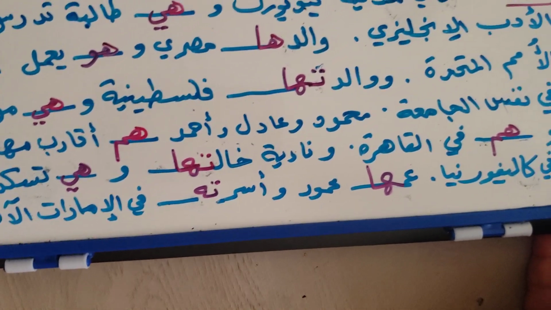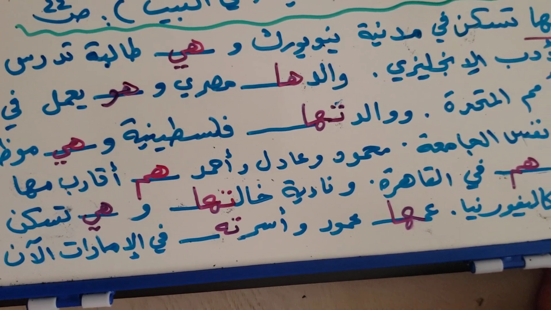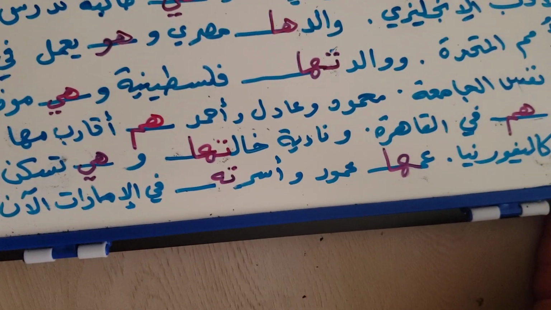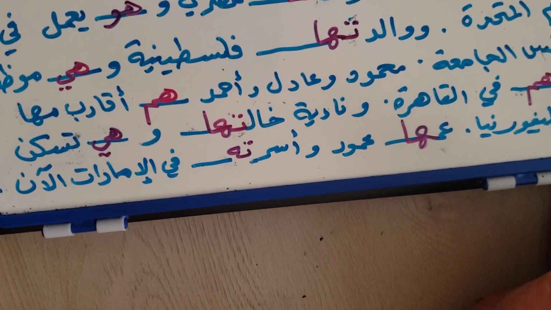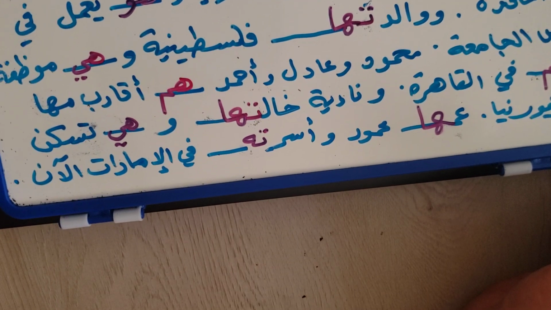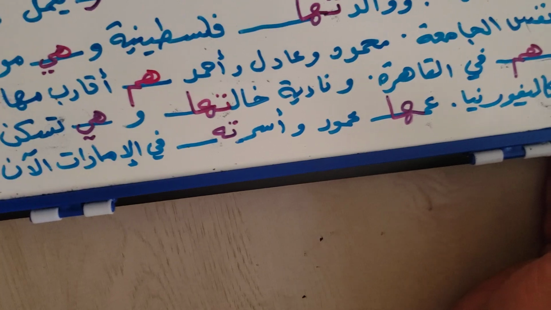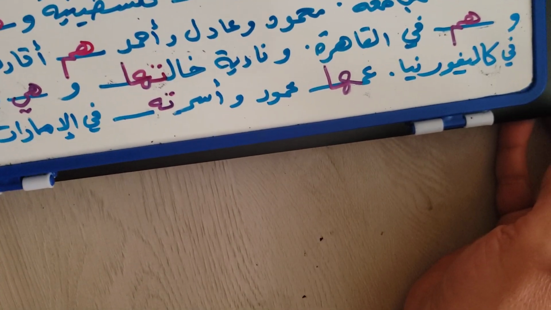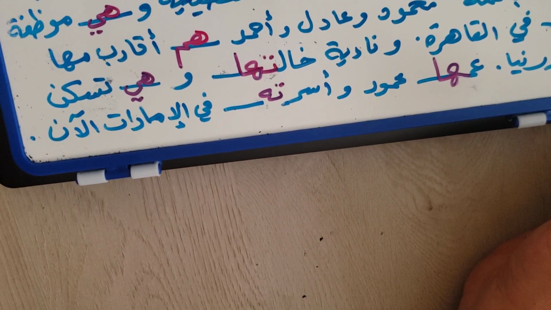Okay, so مها تسكن في مدينة نيويورك وهي طالبة تدرس الأدب الإنجليزي. والدها مصري وهو يعمل في الأمم المتحدة، ووالدتها فلسطينية وهي موظفة في نفس الجامعة. محمود وعادل وأحمد هم أقارب مها وهم في القاهرة. ونادية خالتها وهي تسكن في كاليفورنيا. عمها محمود وأسرته في الإمارات الآن.